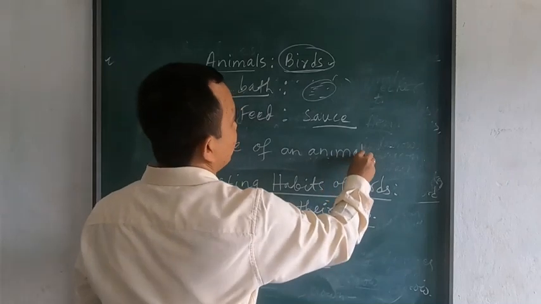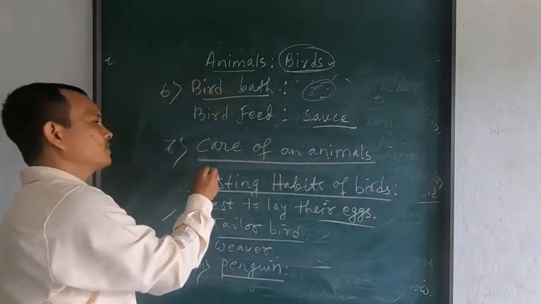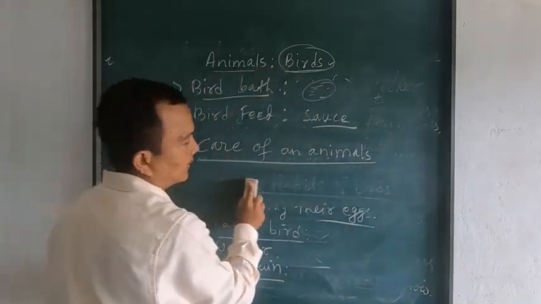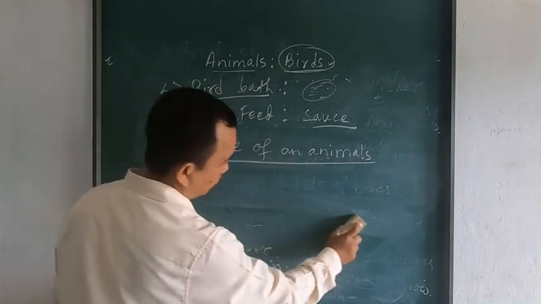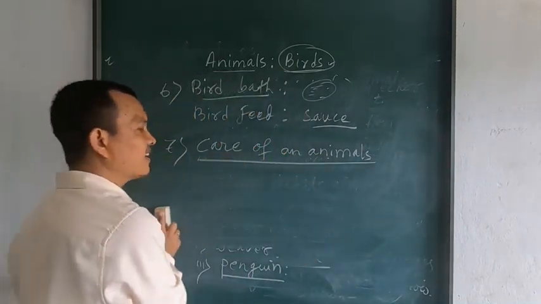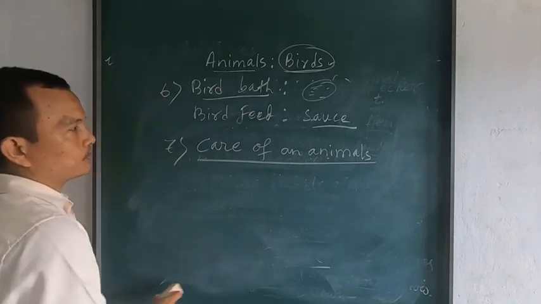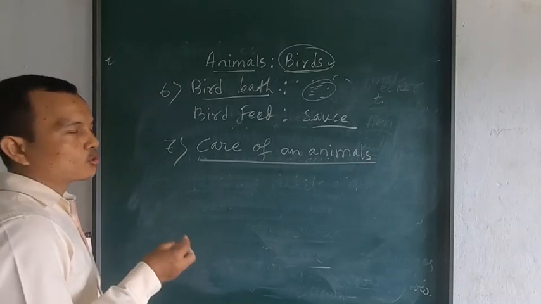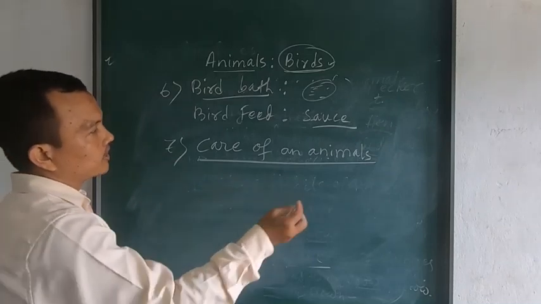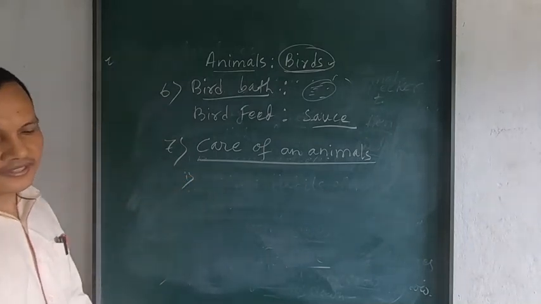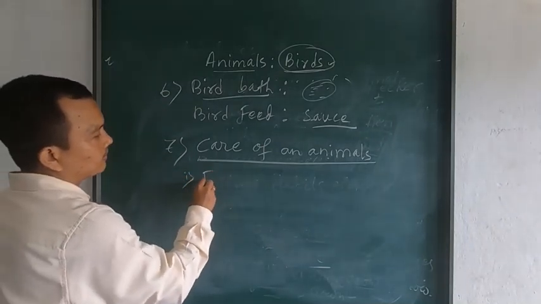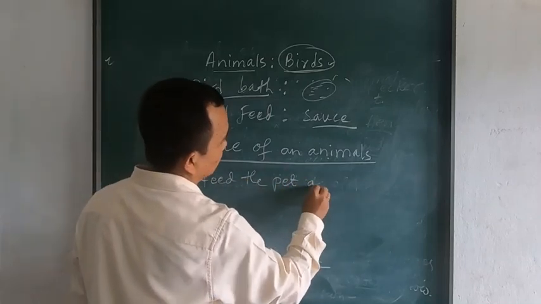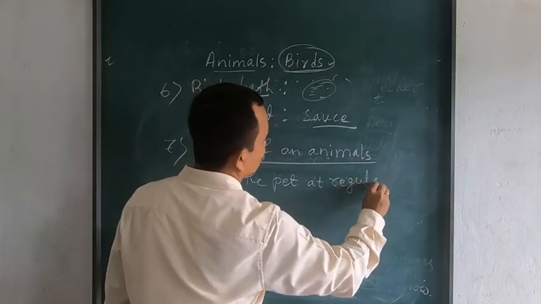We all have pet animals at home. It may be a dog, cat, or parakeet, myna. So what do we do? There are some tips we can use at home to take care of them. So point number one, we can feed the pet at regular intervals.